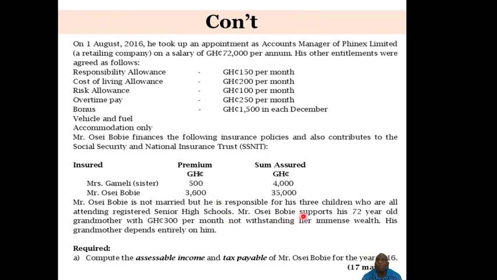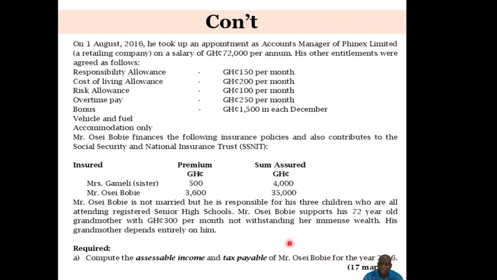Mr. Osebobie supports his 72-year-old grandmother, so this is aged dependent relief. Because when the person is 60 years and above, and he's supporting the person, he qualifies for that relief. And it's only 100 Ghana, up to 2019. And he supports his grandmother with 300 Ghana per month, notwithstanding her immense wealth. His grandmother depends entirely on him. Now required: compute the assessable income and tax payable of Mr. Osebobie for the year 2016, 17 marks.